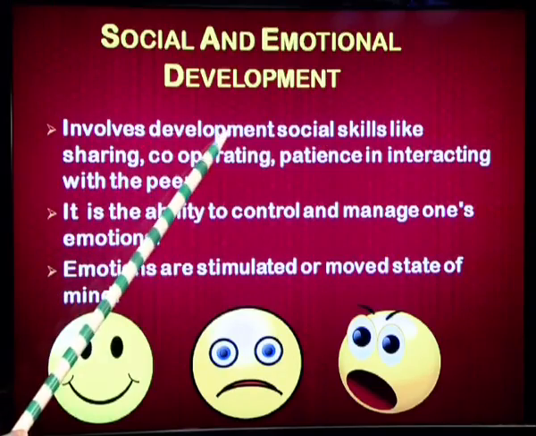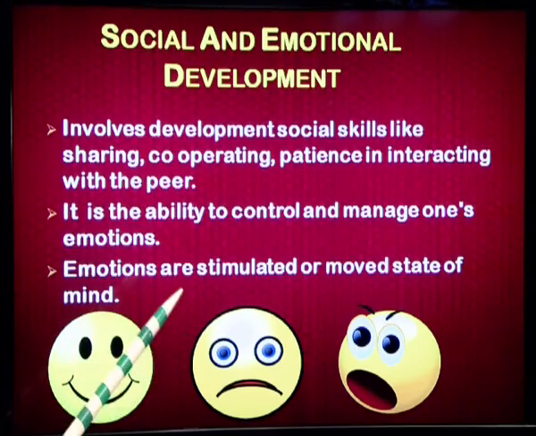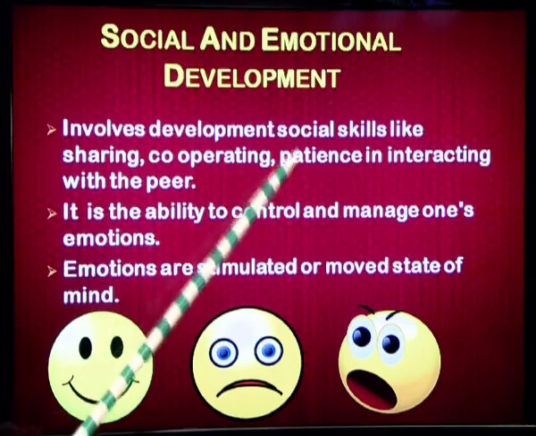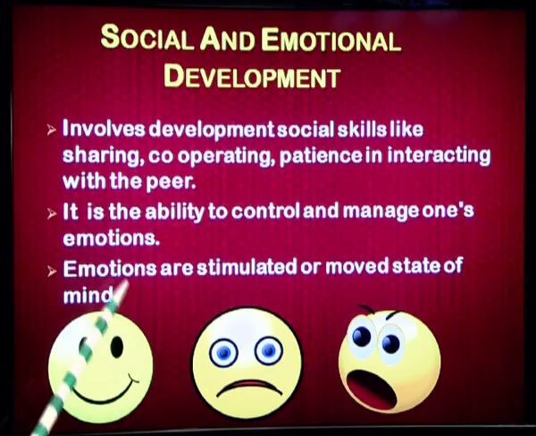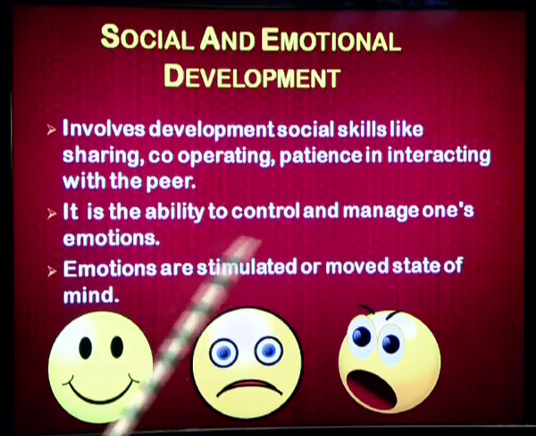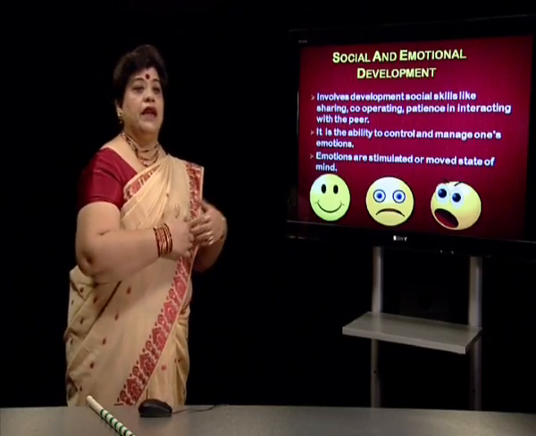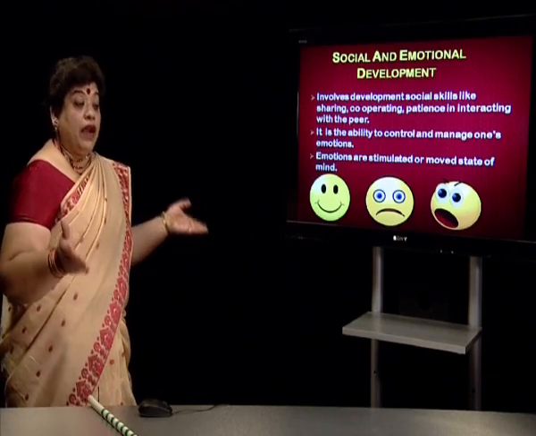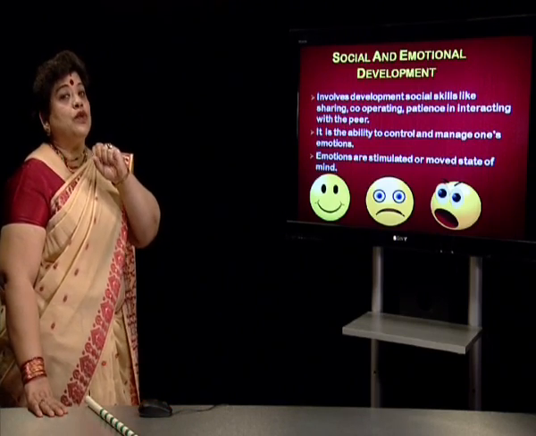This involves development of social skills like sharing, cooperating, patience and interacting with the peer. As we are existing in a society with people, we need to understand that we have to follow these skills. We must have the skills of sharing, cooperating and having patience in interacting with the peer. It is the ability to control and manage one's emotion, and emotions are stimulated or moved states of mind. Whenever we are happy, we feel very happy and we feel that our environment should also be very happy. When we are sad, then we get affected by that and we affect our surroundings also with that. So, our social and emotional development always goes together.